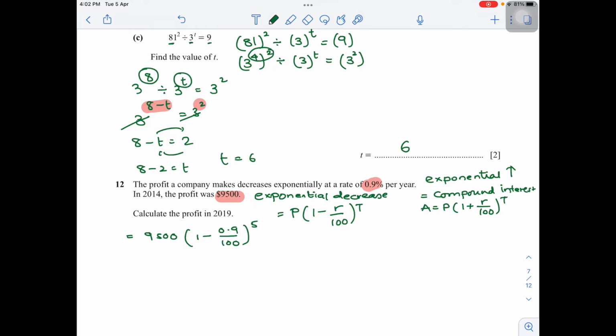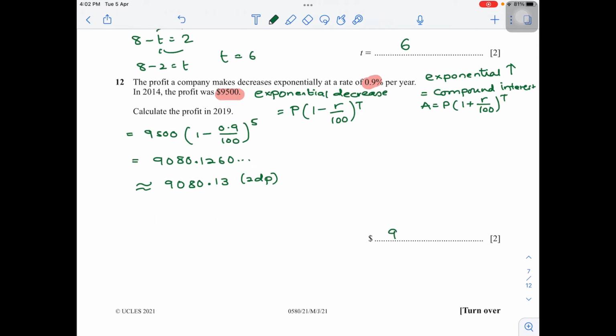So I try 9,500, open bracket, 1 minus 0.9 over 100, close bracket to the power 5. And that's 9080.1260... So 9080.13. Remember, money 2 decimal places. So 9080.13, 2 decimal places. Let's try the next one.